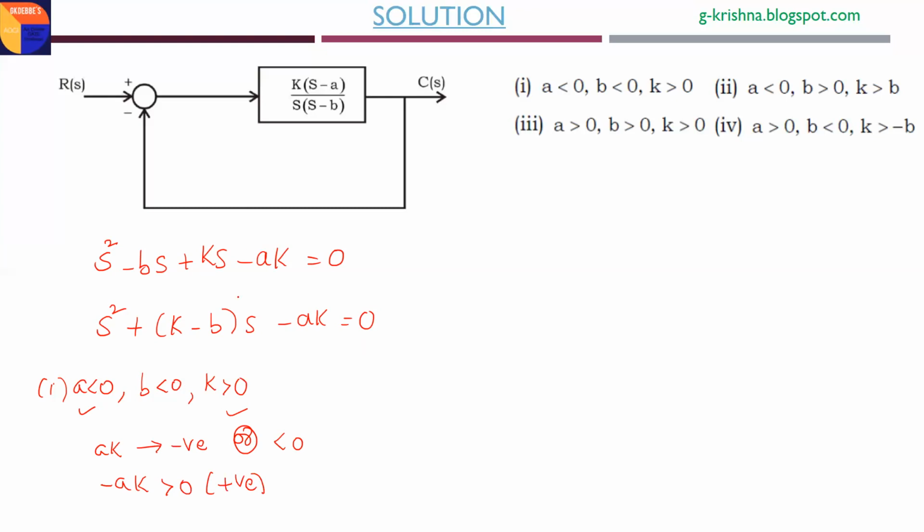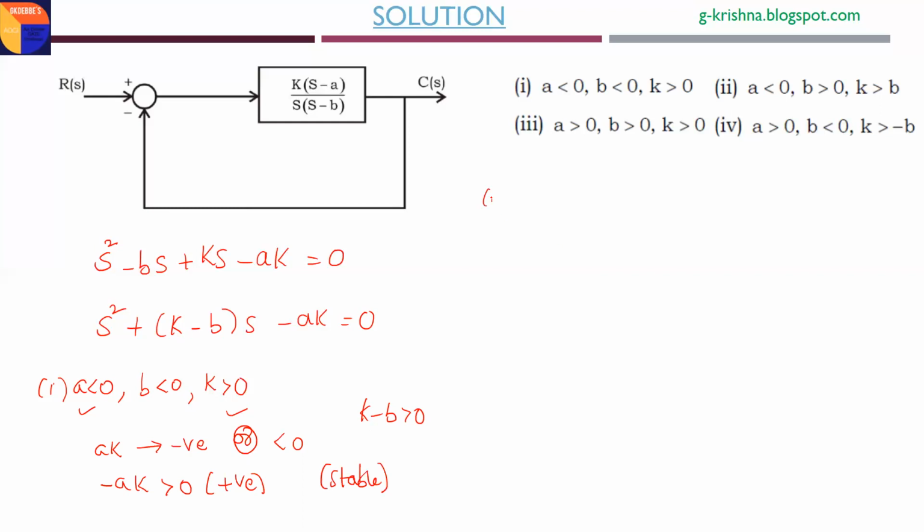This s power 0 coefficient will be positive. Another one, see the s power 1 coefficient, K minus B. B is negative, K is positive. If B is negative and K is positive, obviously K minus B will always be greater than 0. And the s square coefficient, which is 1, is already greater than 0. This means all the coefficients in that second order characteristic equation will be positive for the first case. Therefore, for the first case we take the closed loop system as stable.